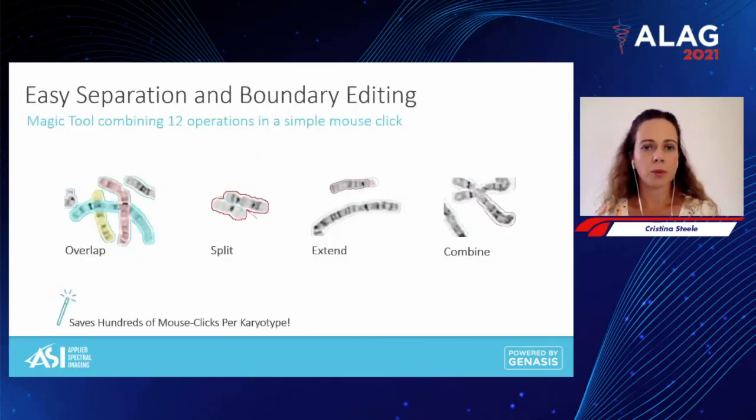ASI has the magic tool, which is superior for chromosome karyotyping because it allows you to perform 12 actions with one tool: overlapping, splitting, extending, combining. It's so much easier than having to have separate tools to complete these actions.